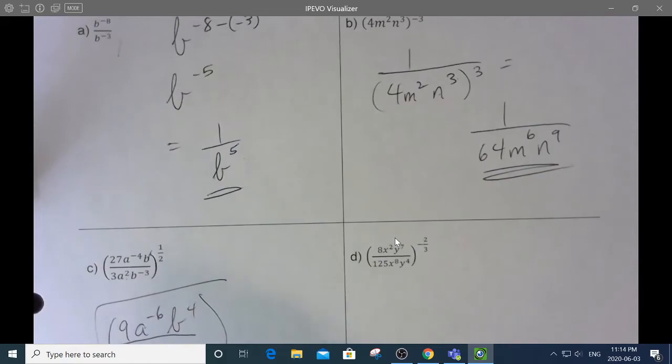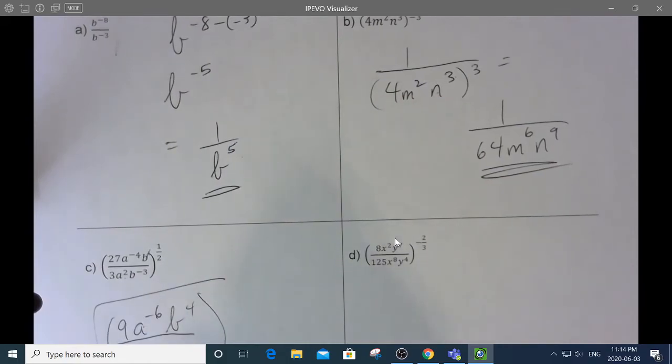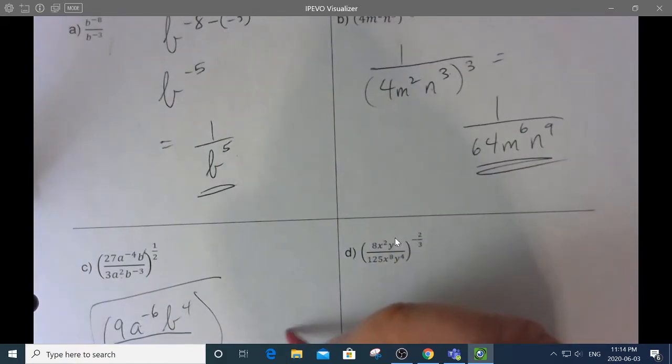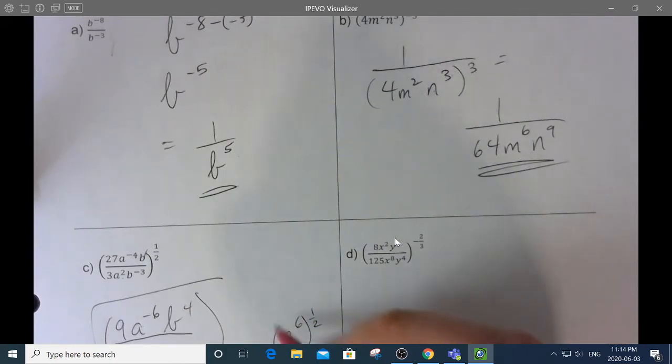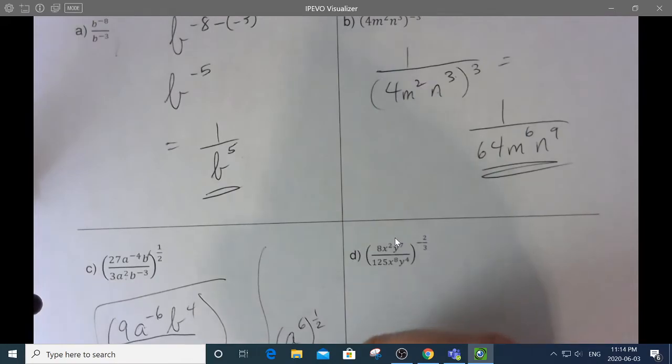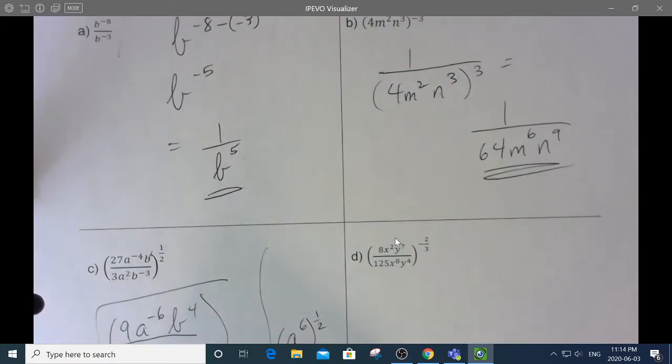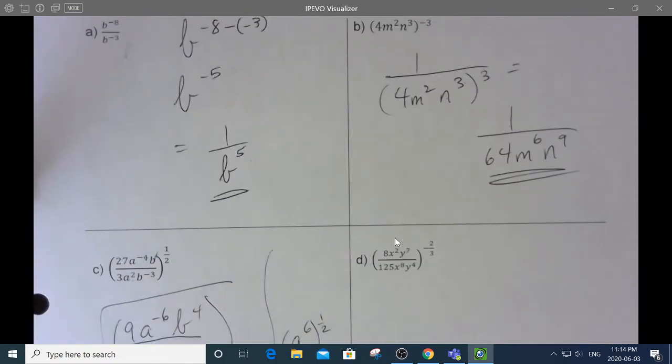And careful with the square root of a to the 6. Okay? Think about it like this. It's a to the 6 to the power of 1/2. You multiply those exponents together. This is scrap work, obviously. This is a to the 3. Okay? It is not a to the 4. It's a to the 3. Make sure that makes sense to you.